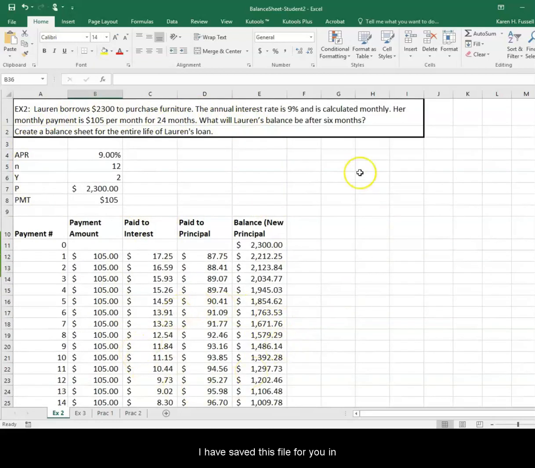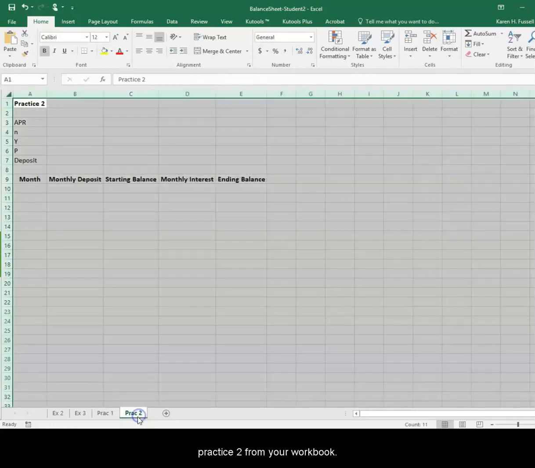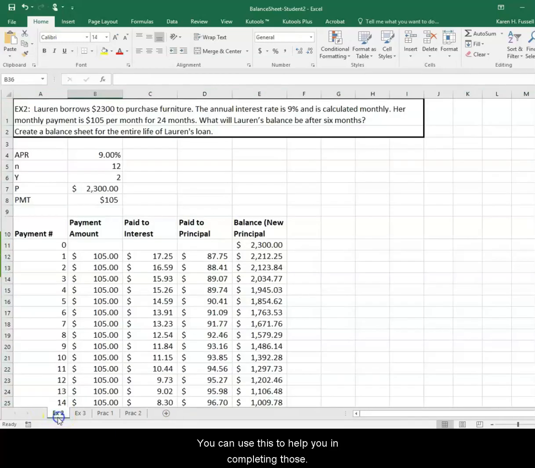I have saved this file for you in Blackboard. It's called Balance Sheet Student 2, so you can use this for practice. There's another example on here that you can use for practice, and then places where you can do practice 1 and practice 2 from your workbook. And you can use this to help you in completing those.